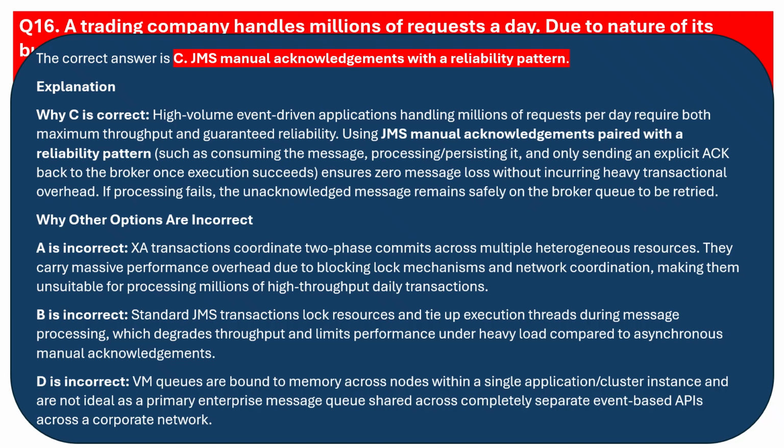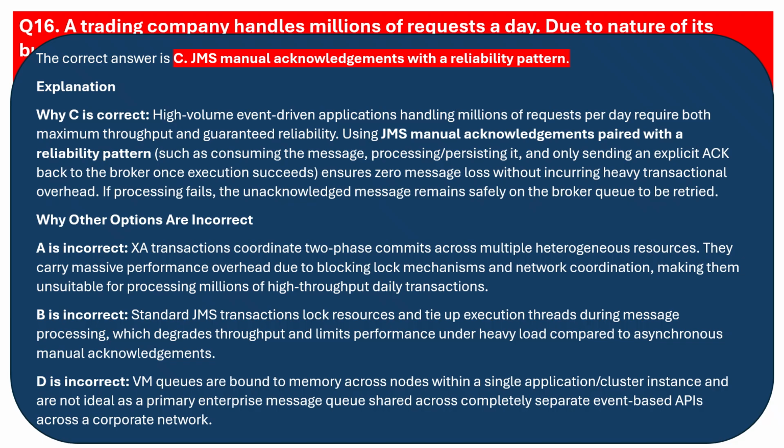Why other options are incorrect? A is incorrect. XA transactions coordinate two-phase commits across multiple heterogeneous resources. They carry massive performance overhead due to blocking lock mechanisms and network coordination, making them unsuitable for processing millions of high-throughput daily transactions.